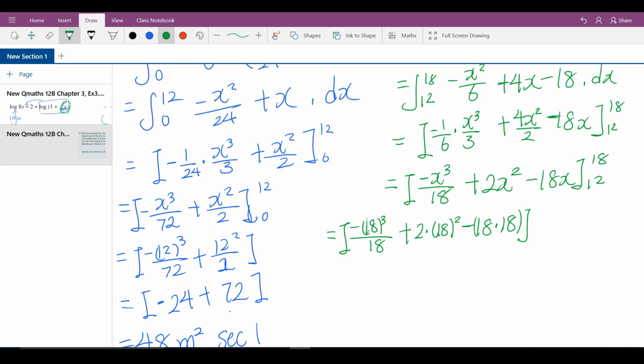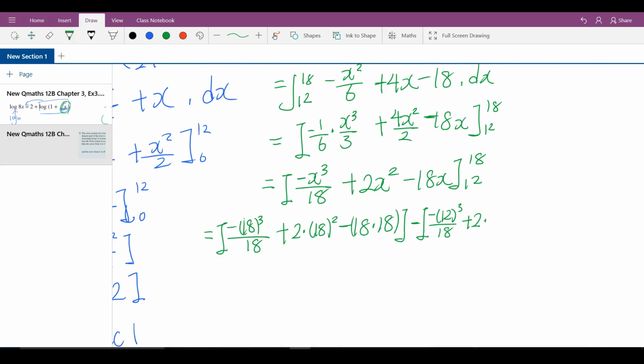Something funny can happen here, as we'll see later. So minus negative 12 cubed over 18 plus 2 times 12 squared minus 18 times 12.